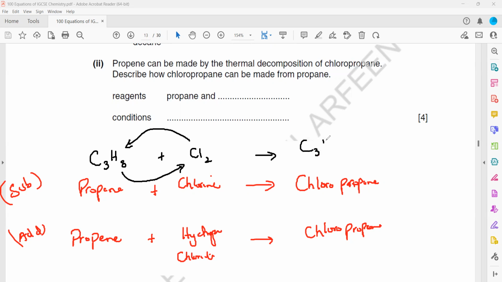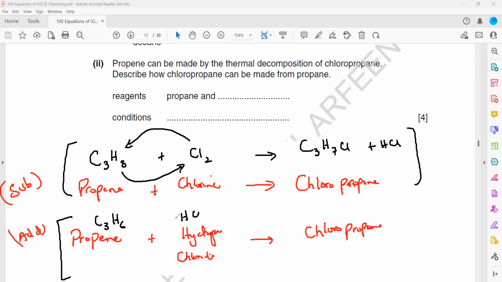So it produces C3H7Cl plus HCl. This is the equation for this reaction. So chloropropane plus hydrogen chloride. But if we have propene, meaning an alkene, so C3H6, we want C3H7Cl, so we need one hydrogen and one chlorine to become C3H7Cl. So as a result, we need hydrogen chloride. When it reacts with hydrogen chloride, an addition reaction takes place, with only one product. So C3H7Cl will be the product.